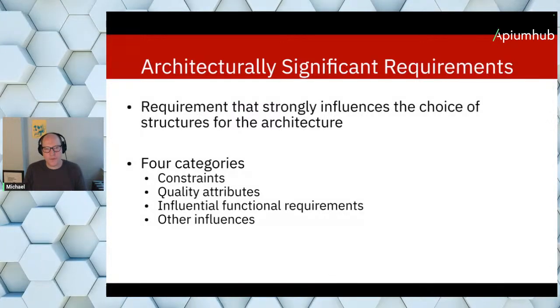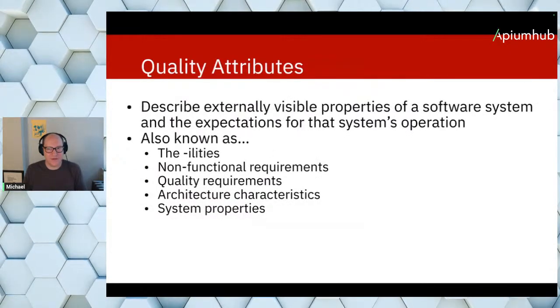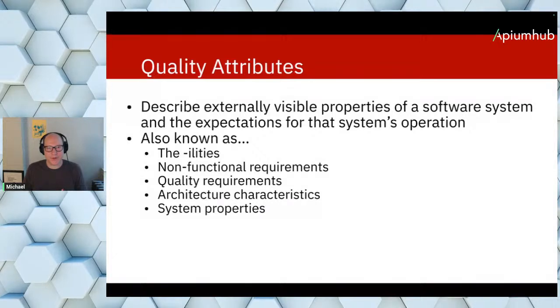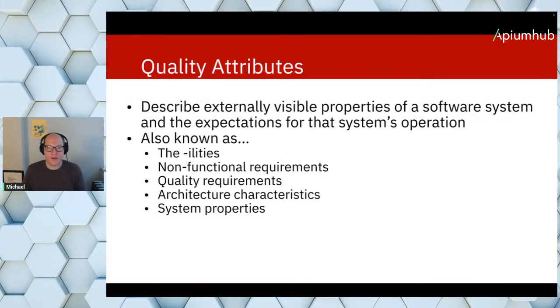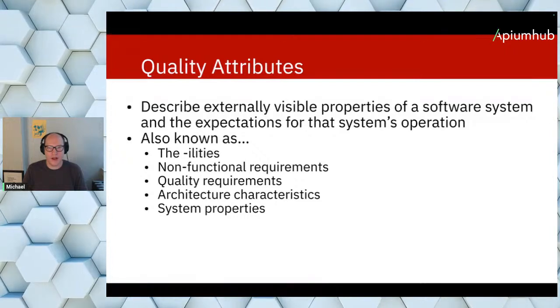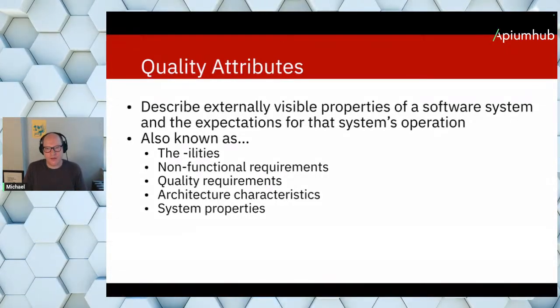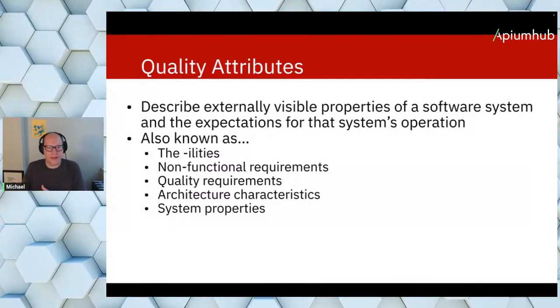Quality attributes, though, are interesting and probably the most important and difficult to understand of these ASRs. When we're talking about this stuff, we're talking about externally visible properties of a software system. So basically, the expectations for how that system operates. Okay, not just what it does, but how well it does that thing.